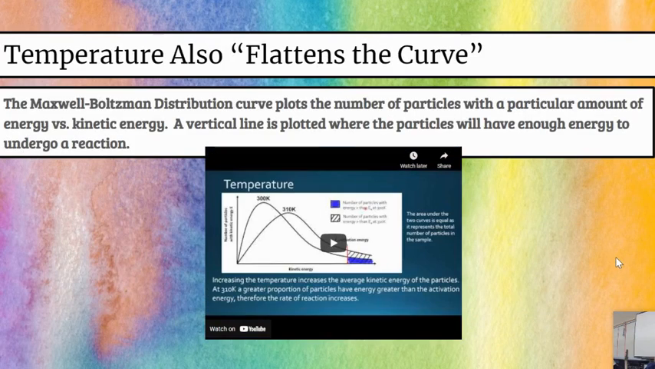What else flattens that curve? Well, temperature will also do that. If I increase the temperature of a system, I will increase the kinetic energy of each of those particles. That means that I will increase the probability of those particles to collide with each other with the correct orientation to make products. So we're going to watch this quick little video about a Maxwell-Boltzmann distribution and what it plots, and how we can see how temperature will decrease the activation energy in a particular reaction.